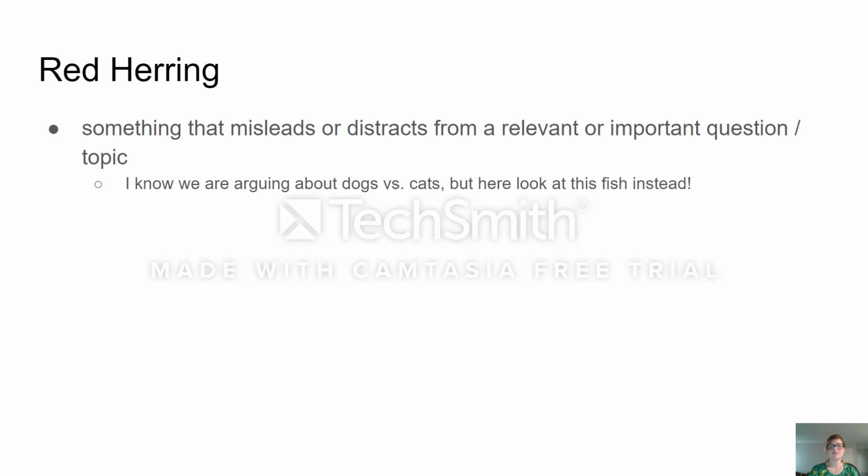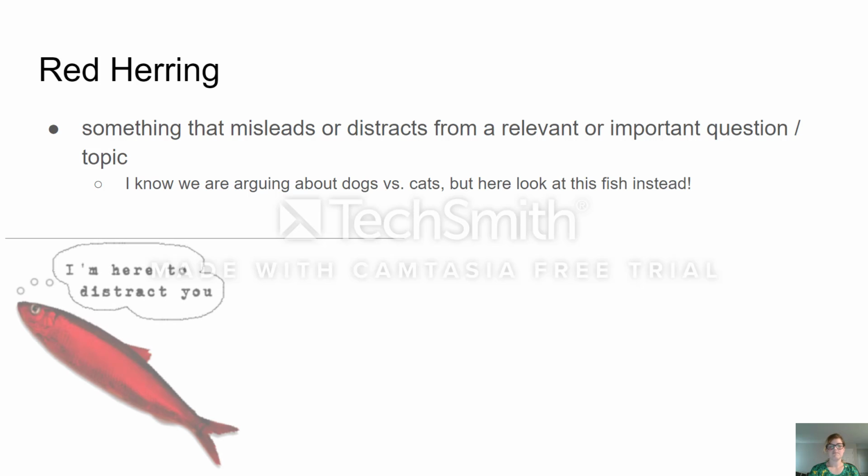The next one is a red herring. This was always my favorite. It's something that misleads or distracts from a relevant or important question or topic. So if we're arguing about dogs versus cats, and then somebody's like, hey, look at this fish. That's what it basically is. A red herring is a fish. So it's like you're having an argument, and then somebody's just all of a sudden holding up this big old red fish, and they're like, hey, look at this fish, instead of making the argument.